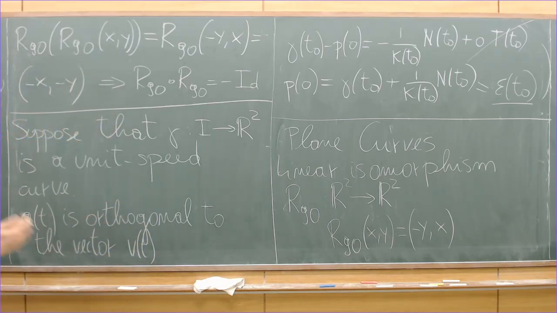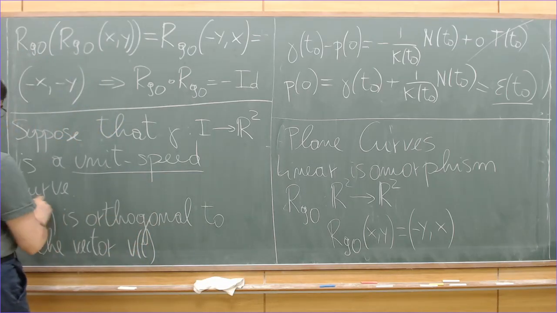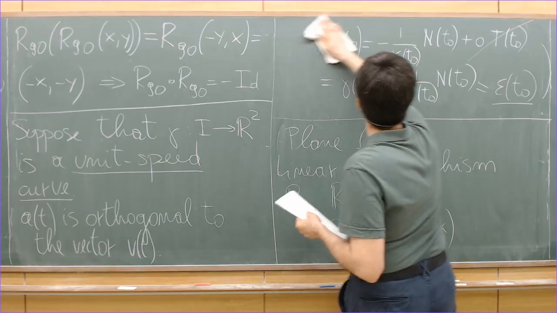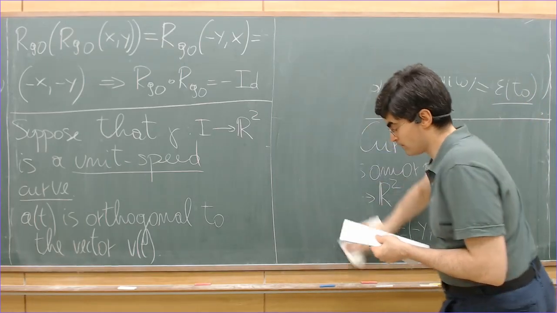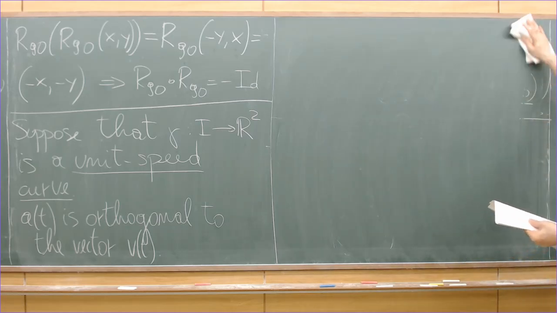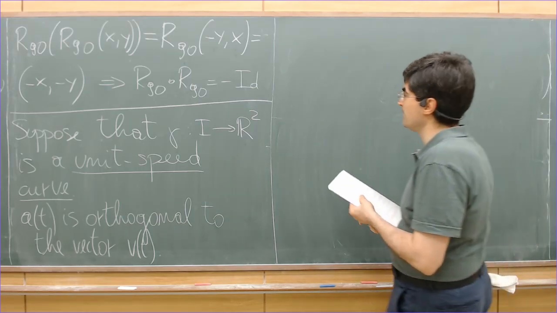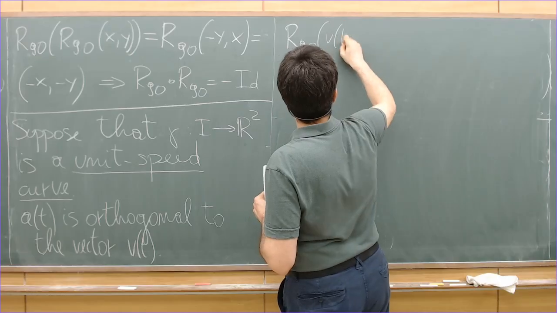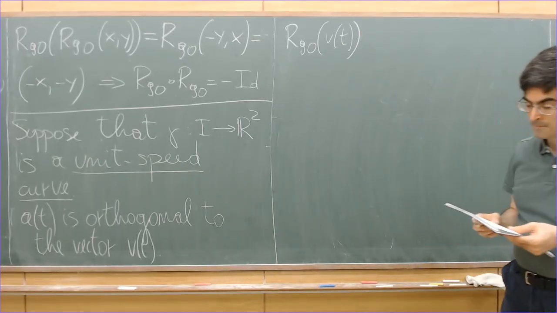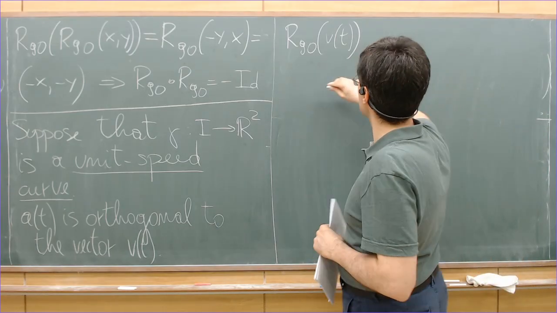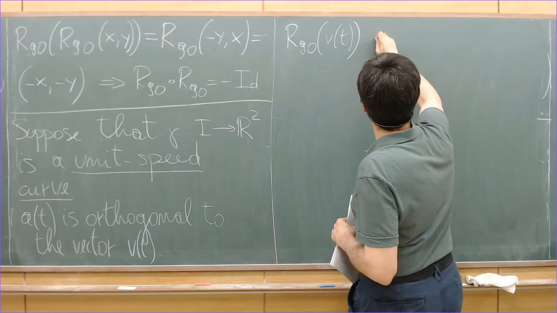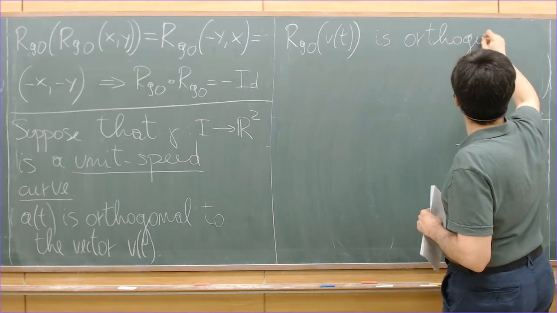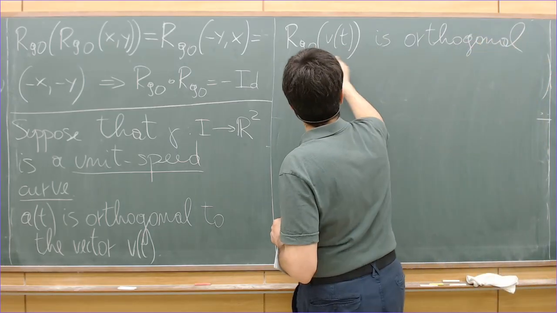This is because of this hypothesis. Now let's consider the vector R90 of V. It is clear by the definition of R90 that also this vector is orthogonal to V of t.